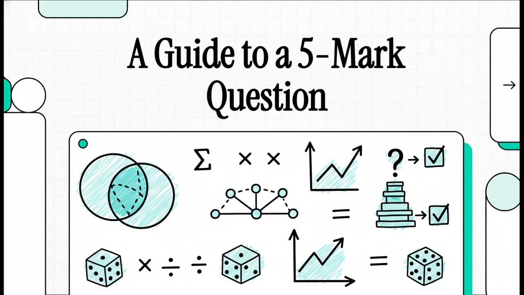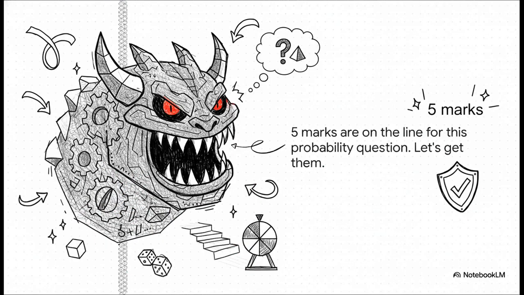Okay, let's do this. And here it is. You can think of this as the final boss of the probability section. I know, it looks intimidating. It's all words, there's algebra involved, and it's worth a massive 5 marks. But here's the thing. If you have a solid game plan, it's totally beatable.